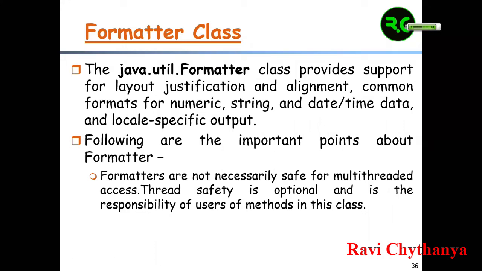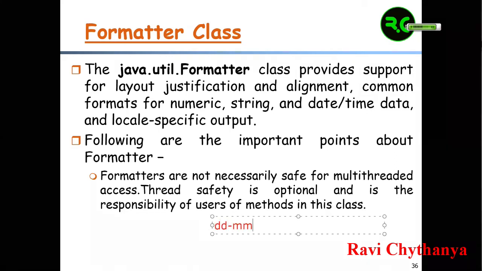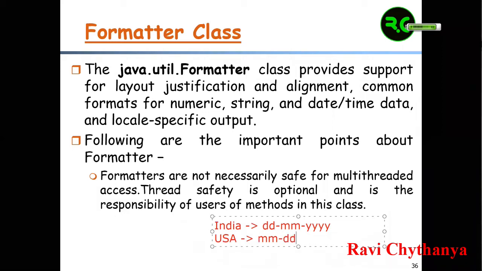In India, we are going to write dd followed by mm followed by yyyy. But in the USA, they are going to write mm-dd-yyyy. So this is the main thing we need to consider.